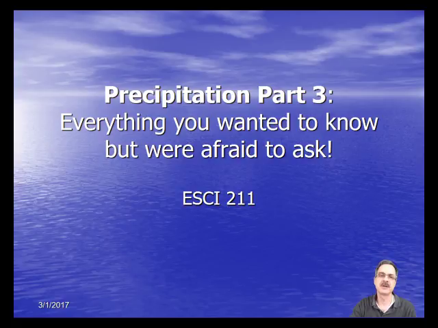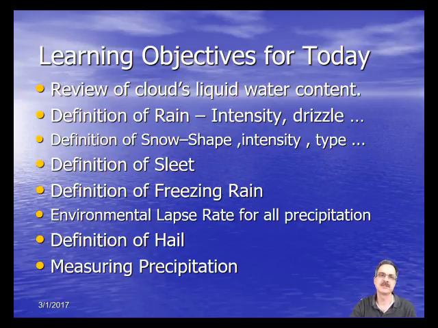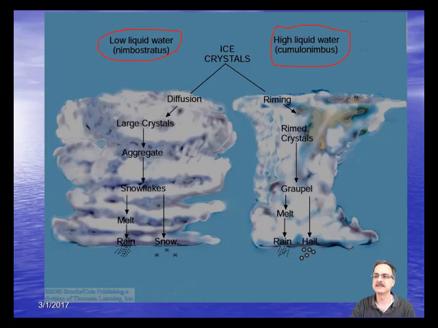So let's get started. After this online lecture, you should be able to review the cloud's liquid water content, know the definition for rain, how we identify the intensity of rain, drizzle, and so forth, the definition for snow, the shapes, the intensity, and the types of snow, know the definition for sleet, know the definition for freezing rain, understand the lapse rates, the environmental lapse rate for all precipitation created in the atmosphere, and the definition for hail, and the instruments used to measure precipitation. So let's move on.